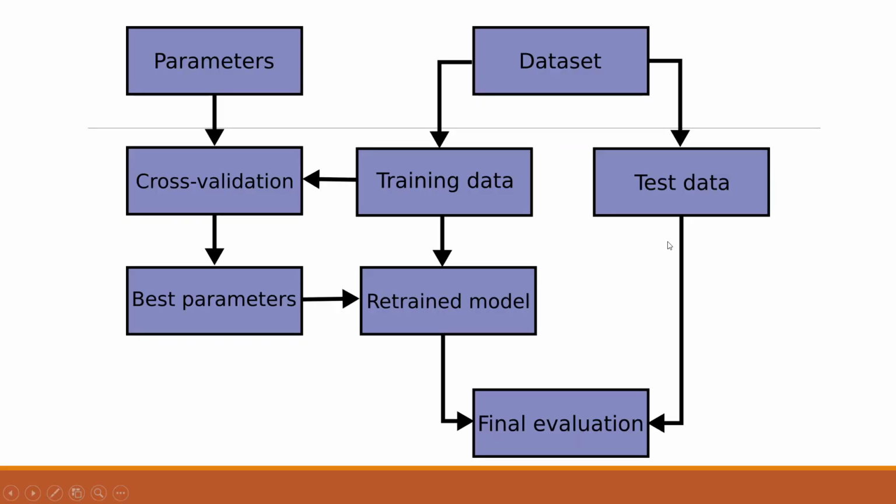In cross validation, basically we will divide the data set into training and testing data set. This training data enters into the cross validation where the parameters are fed in. This cross validation picks up the best parameters from it, and these parameters are again loaded on the model. The model is retrained. After this, the final model is evaluated with the help of test data. Now, how cross-validation is being done, let us try to understand.